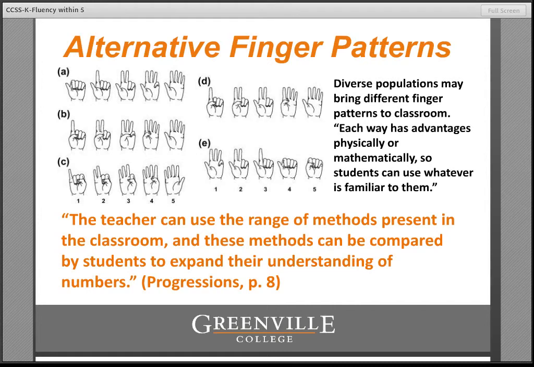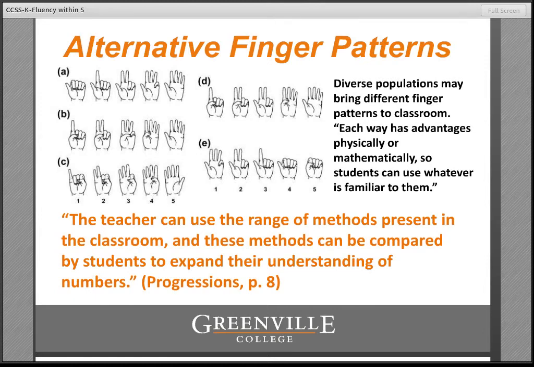Now, that is not a problem. In fact, there are some advantages that the Common Core authors articulate towards having a range of methods, because it can get students to think more clearly about how does this represent this number? Why could you make an argument that that would represent that number too?